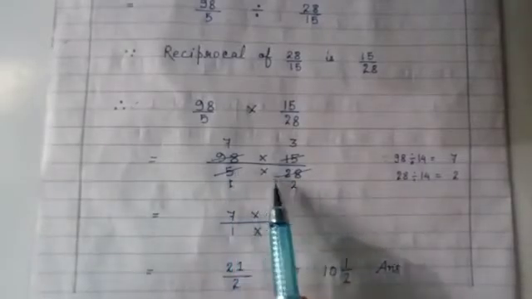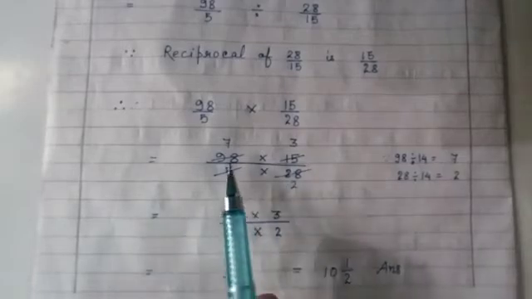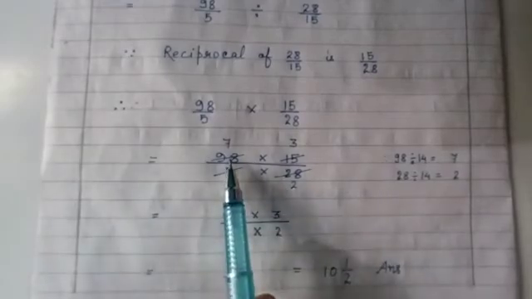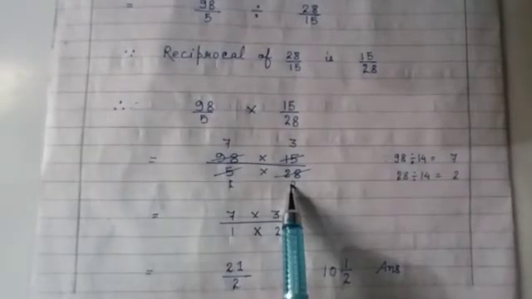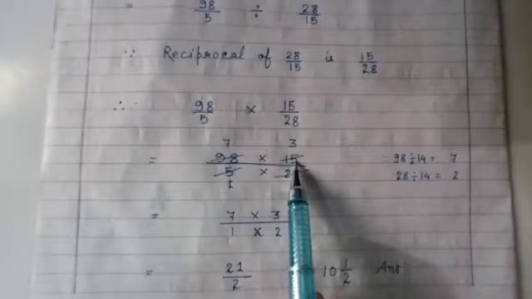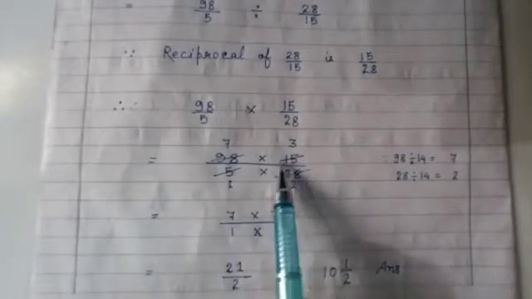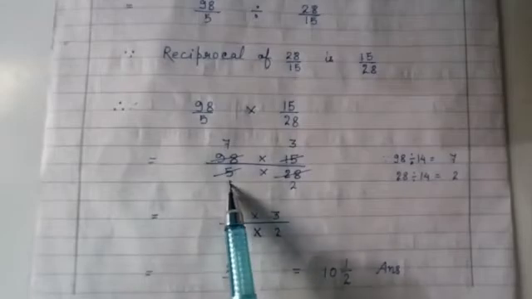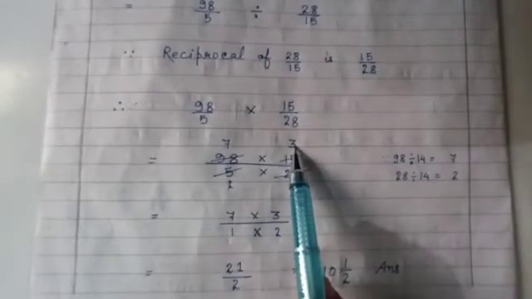So 98 into 15 upon 5 into 28. Now we have to simplify. As we have discussed earlier, simplification means we have to search a common factor by which we can divide the numerator and the denominator. Look at here, 5 and 15. For these two numbers, we have 5 as the common factor. So 5 1 ja 5, 5 3 ja 15.